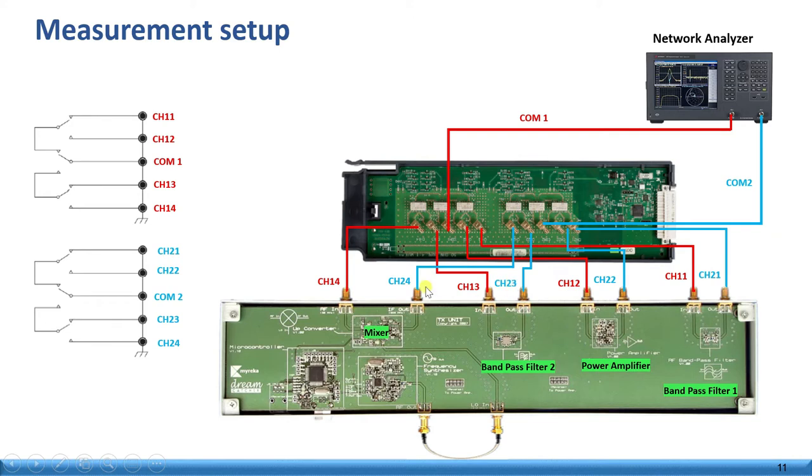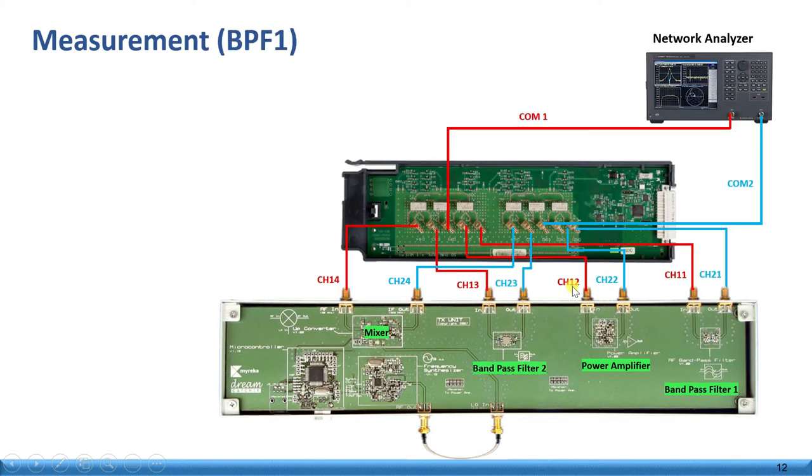That means I have connected all the input with the red color line, that means COM 1, to the port 1 here. And the port 2 will connect to all the output. You can see here it's IF out, and then the bandpass filter out, and amplifier out, and the bandpass filter 1 out.